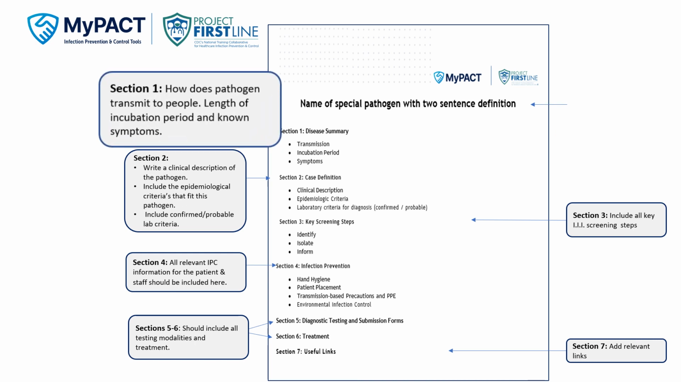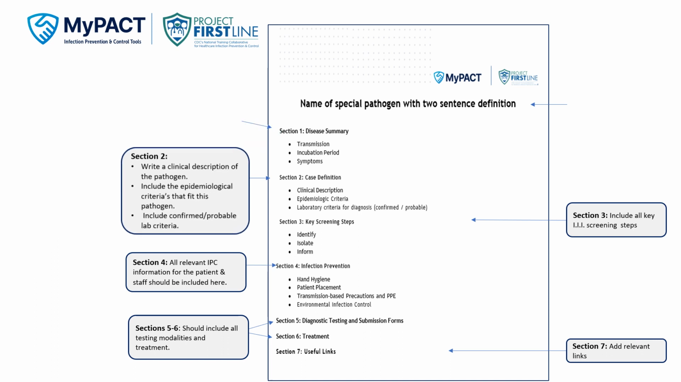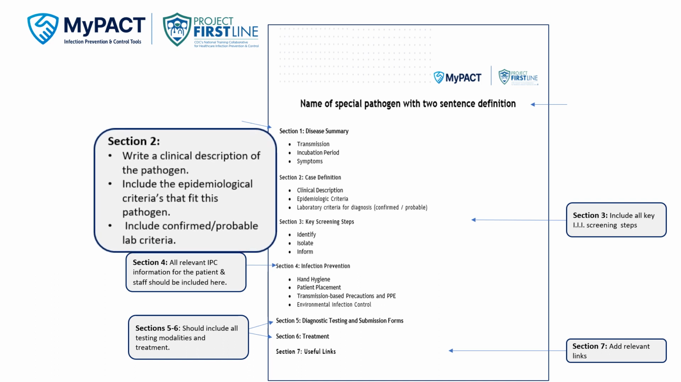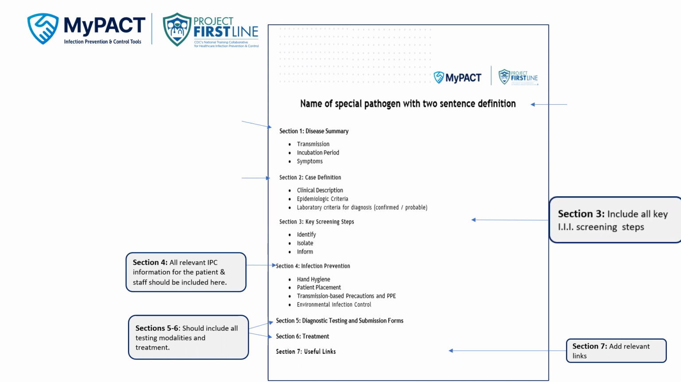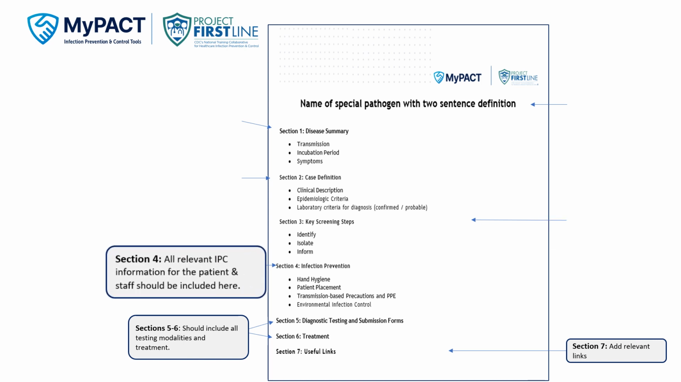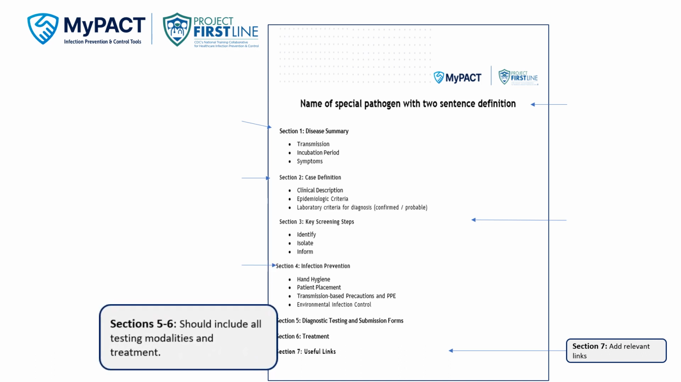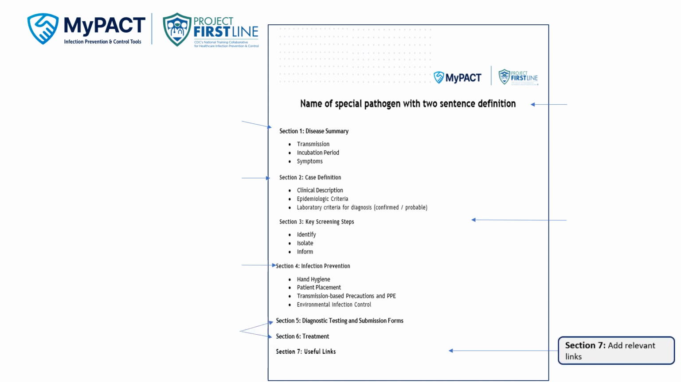Section 1. You will focus on transmission to persons. Section 2. You could use past known cases to help write your clinical description. Section 3. Follow each bullet of your III. Section 4. All relevant IPC information for the patient and staff should be included here. Section 5 and 6 can include length of time for results to come in. And Section 7, any links to the CDC or WHO who could provide real-time updates on certain pathogens would be good to add here.